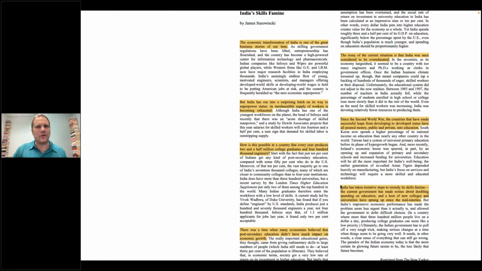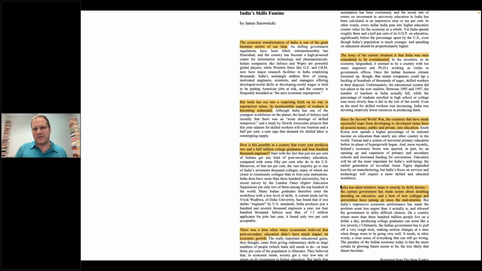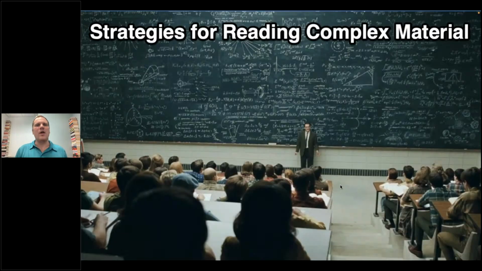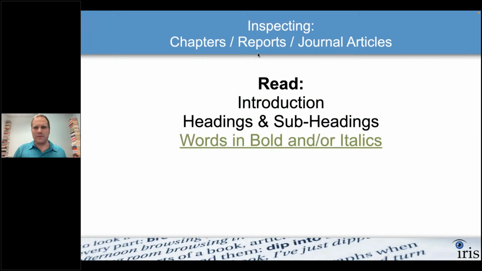Now, how you inspect the material depends on how it's formatted. For this article, I would read the first sentence of each paragraph. For something in a book like this, or maybe a textbook chapter, when it's more complex, we've got to approach it differently. The way you inspect a chapter or a journal article or a report, you start by reading the intro for obvious reasons, and then headings and subheadings, bold-faced words, things that are in italics. Really what you're doing when you're inspecting a chapter is you're just casually flipping through and reading anything that pops off the page.